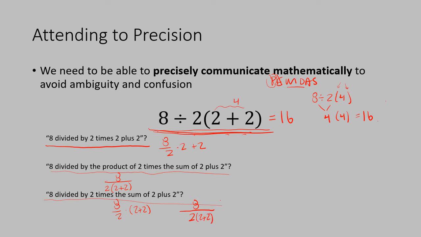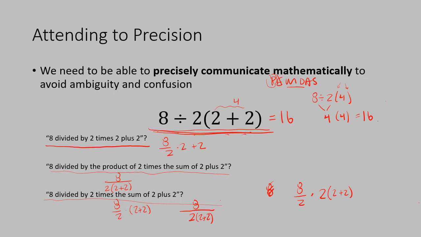So you would have to be extra specific here and say something like, the quotient of 8 divided by 2, times the sum of 2 plus 2. Is that right? No, sorry, that's wrong.